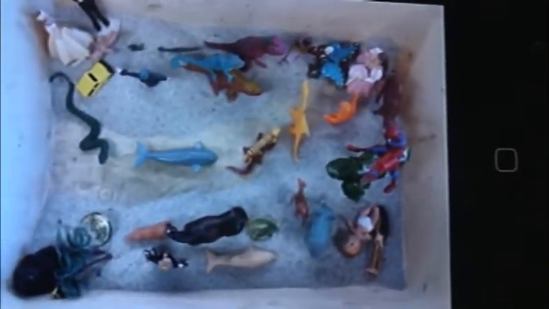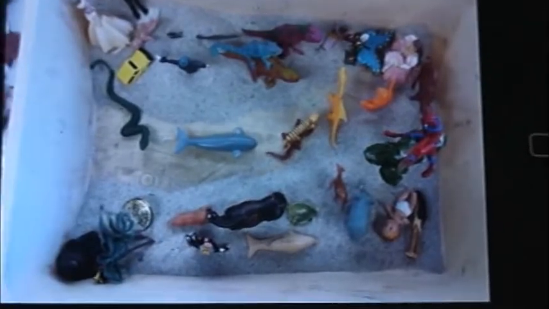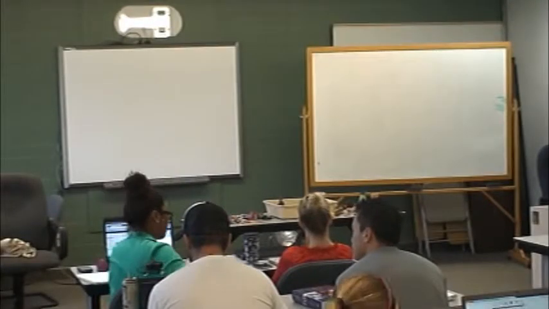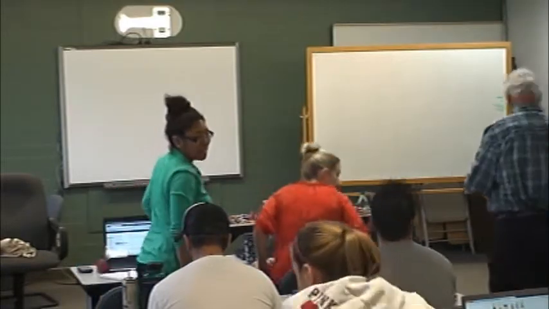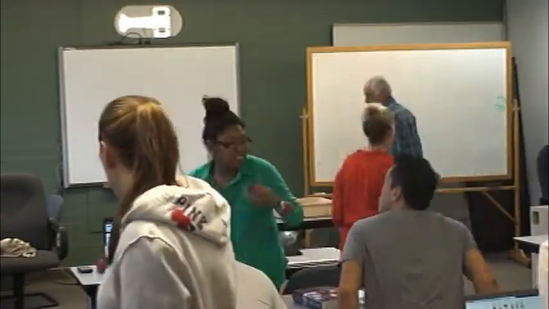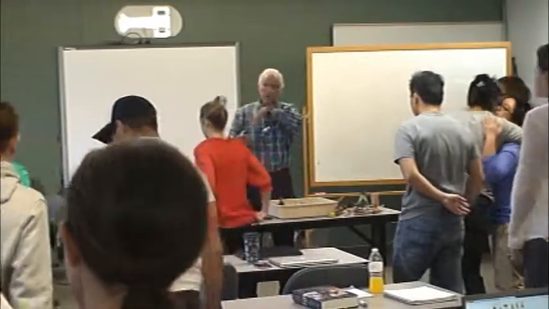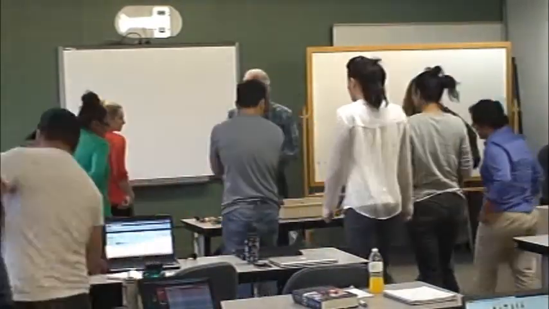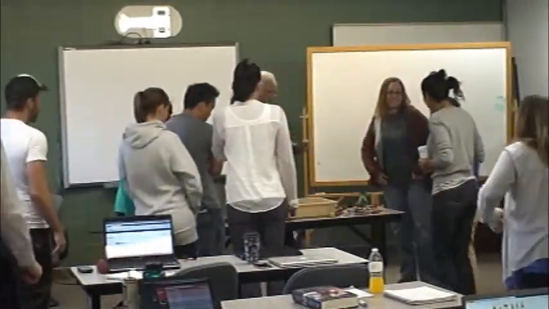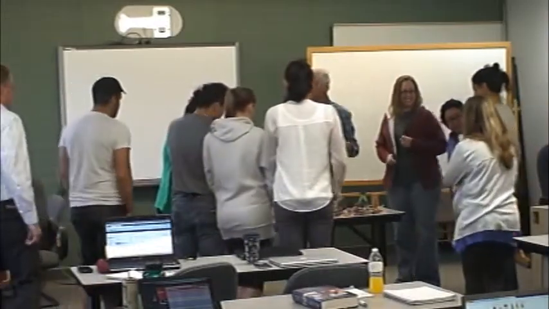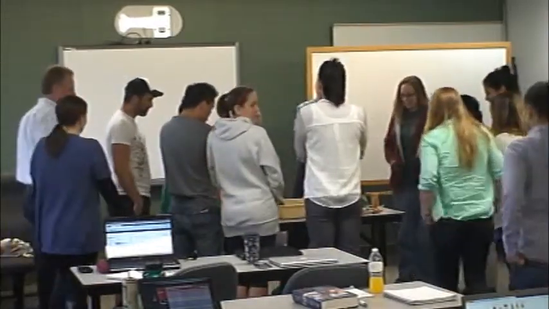Okay. Here is the world that was created. Perfect. Okay, come on up, class. Gather around. You're going to gather in a full circle so that everybody can see. That's right. Mira, come forward. I want everybody to be able to see this world.